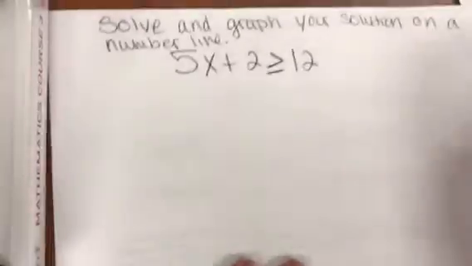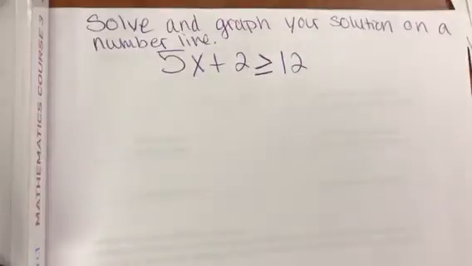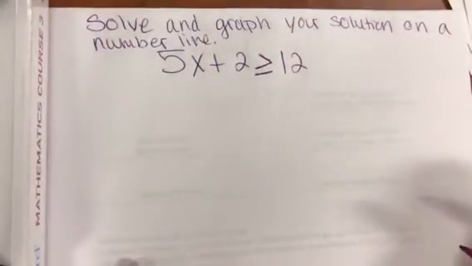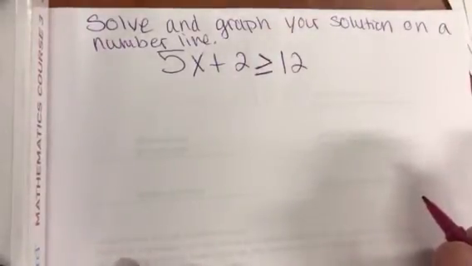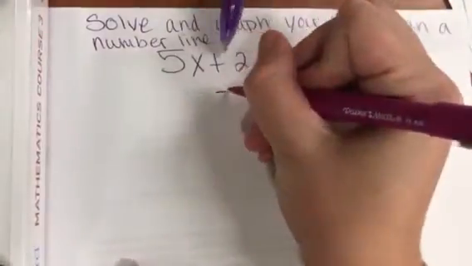So let's start with an example. This says to solve and graph your solution on a number line. So we get to graph it on a number line. Yay! First, we got to solve it, because it says solve and graph your solution. What was step 1, Miss Newsom? Eliminate the constant by subtracting or adding. Okay, what's my constant? It was probably going to be +2 in this case. So I'm going to subtract 2.